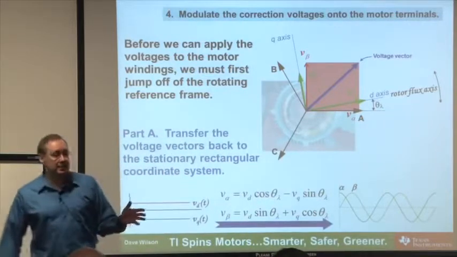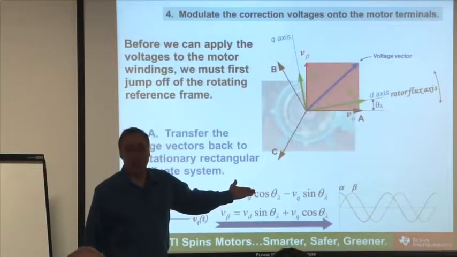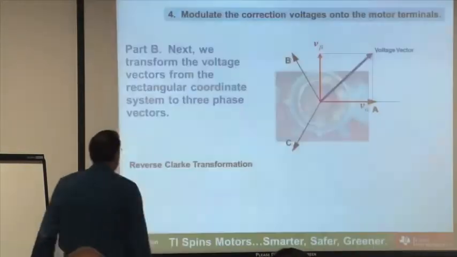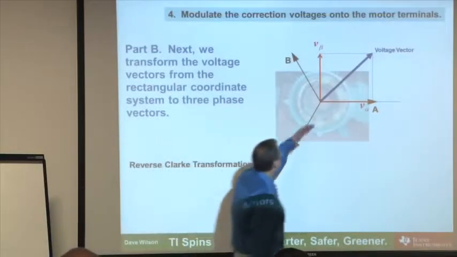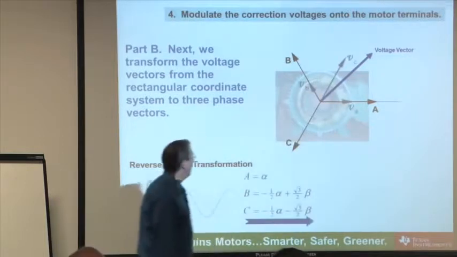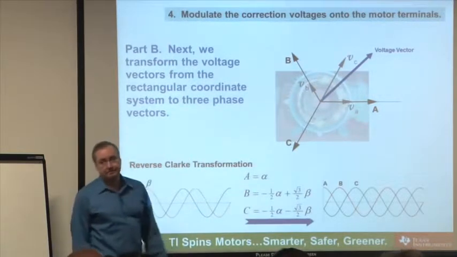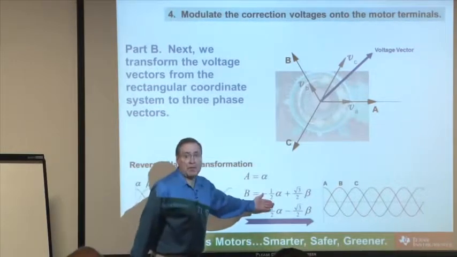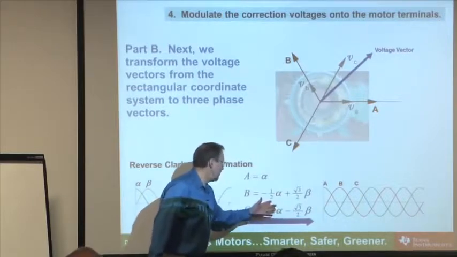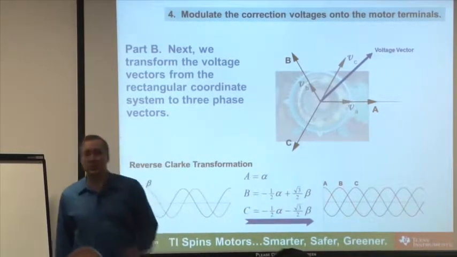Now, if I had a 2-phase motor, I'd be done. I've already generated the correction voltages for a 2-phase machine. But because I have a 3-phase machine, I need one additional step, and that is to turn V alpha and V beta back into 3 voltages, which is the reverse Clark transformation. These are very easy calculations to do. They're all constants, so it's basically multiply accumulates, which can be done very quickly.